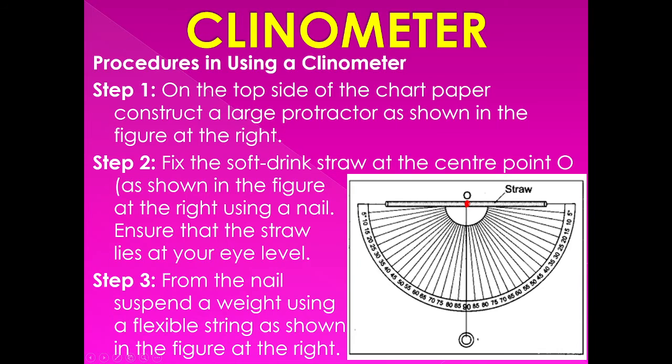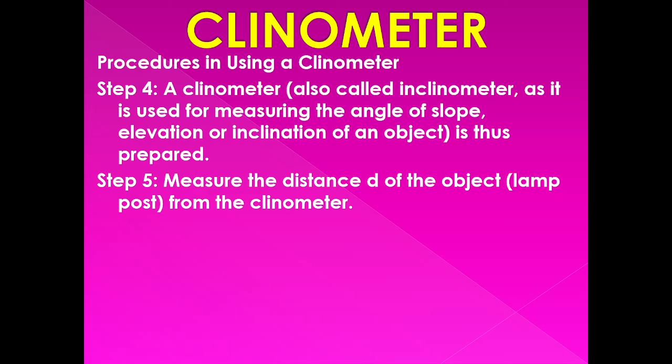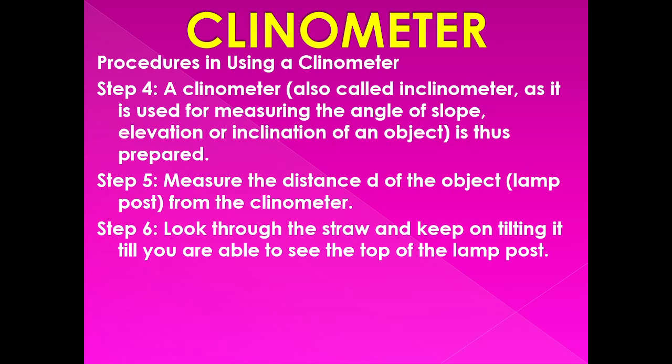Okay? Next, how do we use the clinometer now? A clinometer, also called an inclinometer, is used for measuring the angle of the slope, and is thus prepared. Now, measure the distance d of the object, probably the distance from the lamp post to where you will be measuring it. Distance d is what you look for. If you have measurements in meters, use meters throughout. If inches, inches throughout. The same units, okay? Emphasize that to your class.